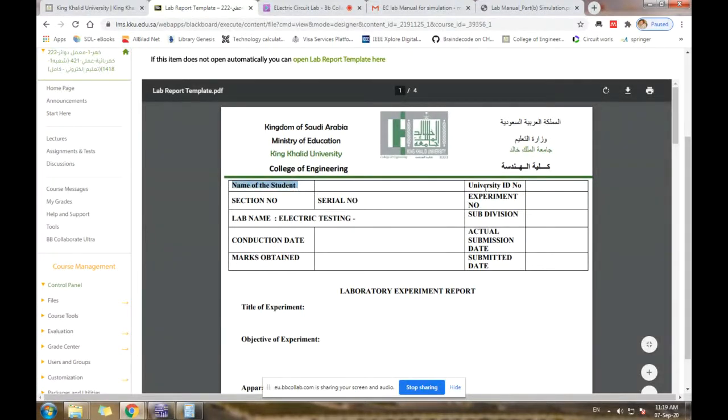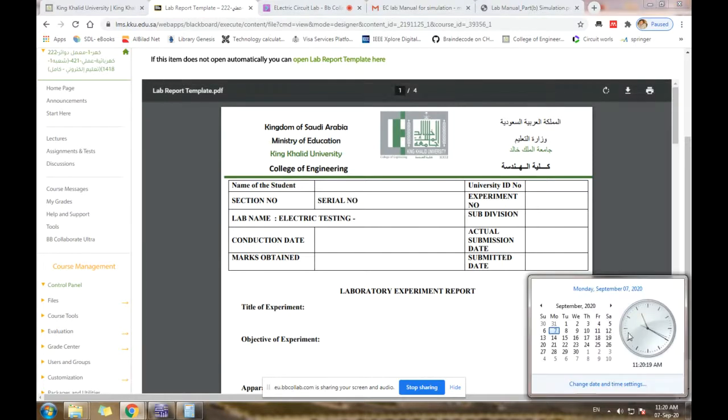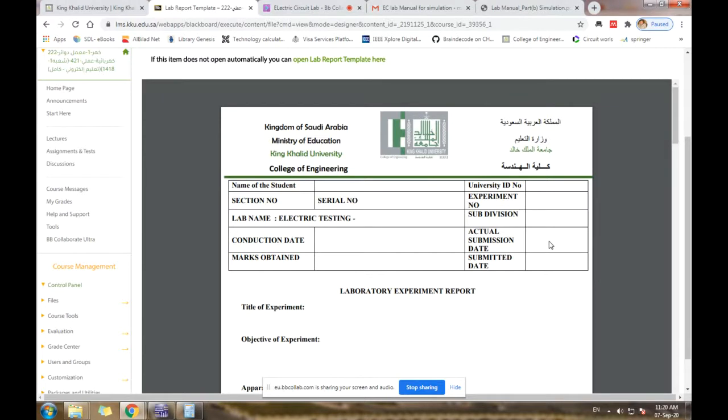You have to write your name, your university ID, your section number, your serial number, experiment number 1, and the lab name. The lab name is Electric Circuits Lab. What is the subdivision? Subdivision is simulation. Conduction date, you have to put today's date. Actual submission date: what is the deadline for submission? It is before Khamis. Thursday is the 10th, so you should write here 10 September, and I will give you the marks you have obtained. When you have submitted, suppose you submit today, tomorrow, or Khamis, you have to put that date.